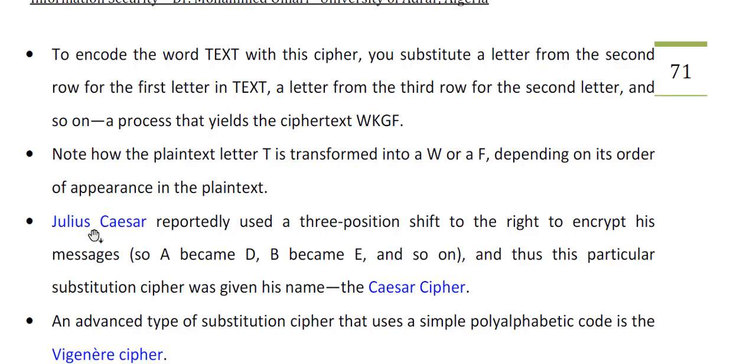We have a very well-known, basic ciphering technique called the Caesar, or Julius Caesar, cipher. This king, at his time, used to encrypt his messages using a substitution technique by 3 positions, which means that, as we have seen before, A will be substituted by D, B by E, and so on, and this cipher is called the Caesar cipher.